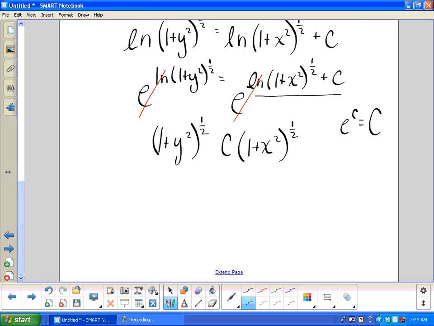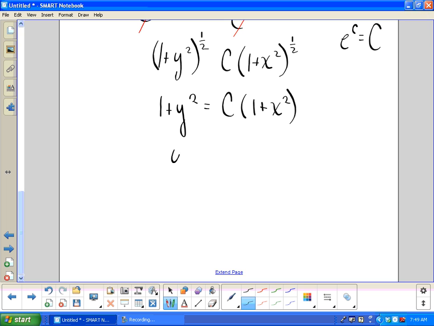C squared is just going to be c again, so I'm going to end up with 1 plus y squared is equal to c times 1 plus x squared. And then I'm going to subtract 1 from both sides, might as well. So y squared is equal to c times 1 plus x squared minus 1.